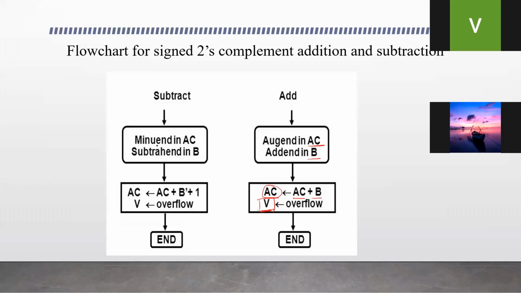And for subtraction, we take the minuend in AC and the subtrahend in B. How do we subtract? We make the subtraction simple by complementing the subtrahend and adding it to the first number, the minuend. So that's the procedure: AC is equal to AC plus B complement, that is 1's complement of B plus 1, which is the 2's complement. And the overflow, if it occurs, will be stored in B.